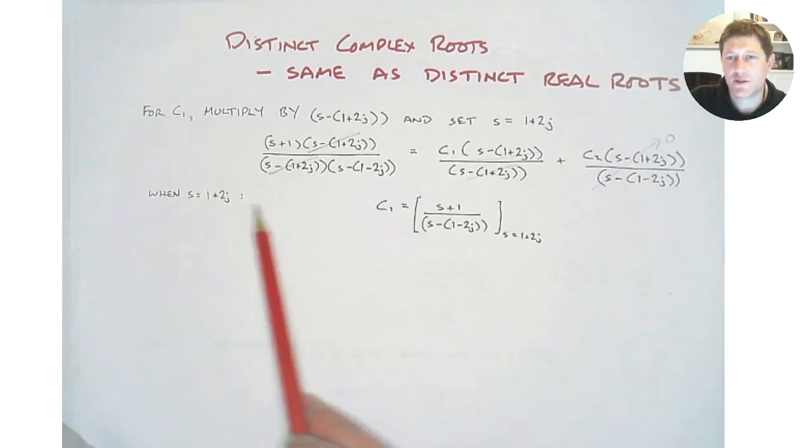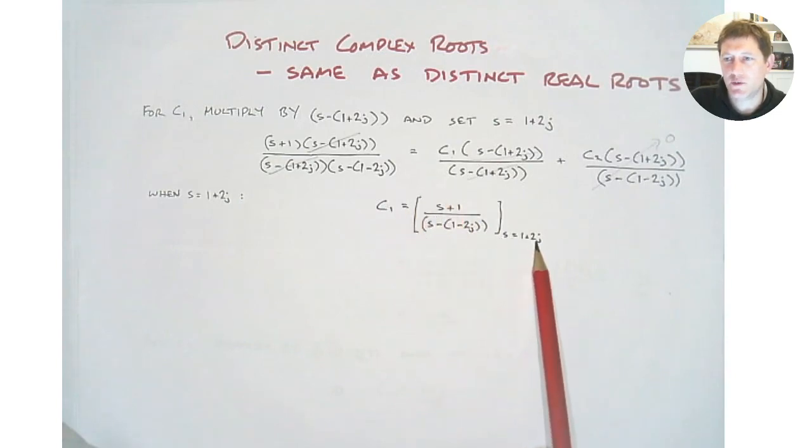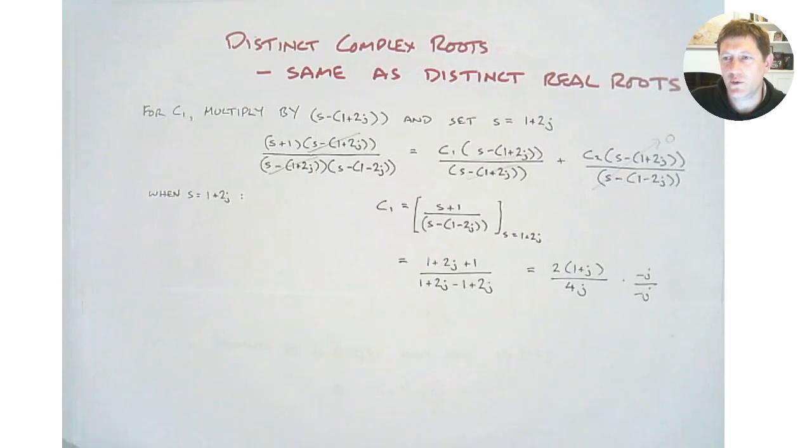So we can write that out again. When s is equal to 1 plus 2j, we have an expression for c1, which is this. Plug in the value for s. So s is 1 plus 2j plus 1, s is 1 plus 2j minus 1 plus 2j, minus and minus makes a plus 2, plus 2j. So you can see that can be simplified. We've got 1 plus 1 is 2, and then we've got 2j, so take that out as a factor, 2 times 1 plus j, and down here we've got 1 minus 1, so that cancels each other out. 2 plus 2j is 4j.